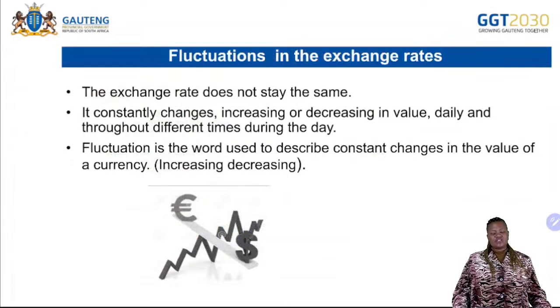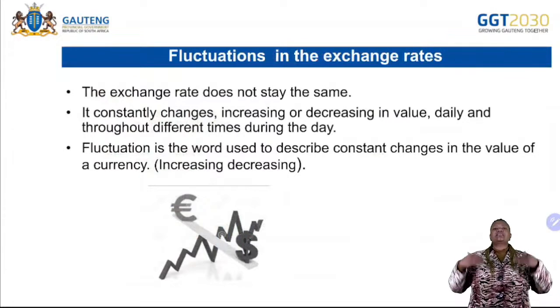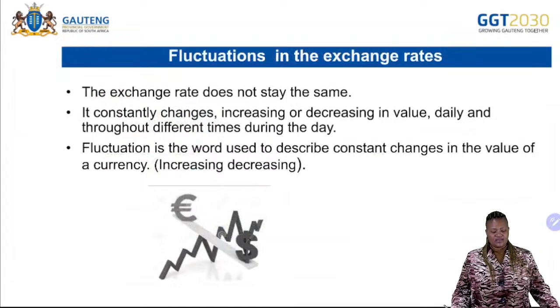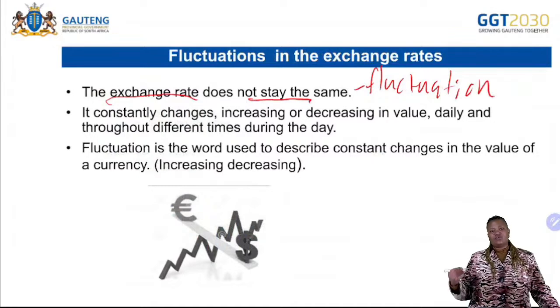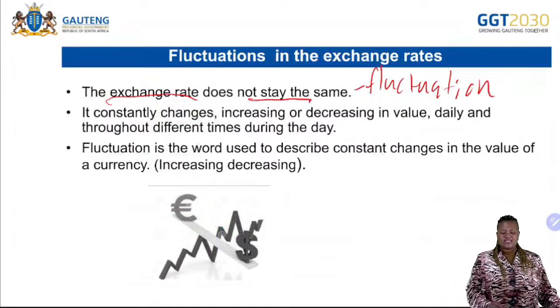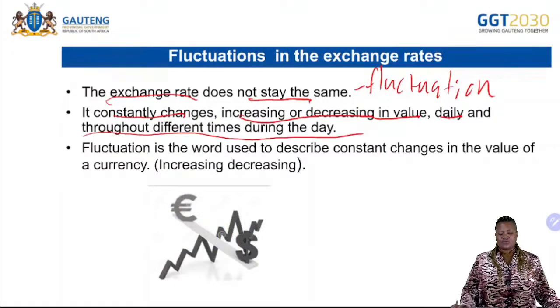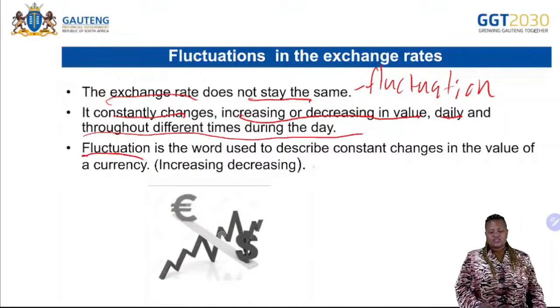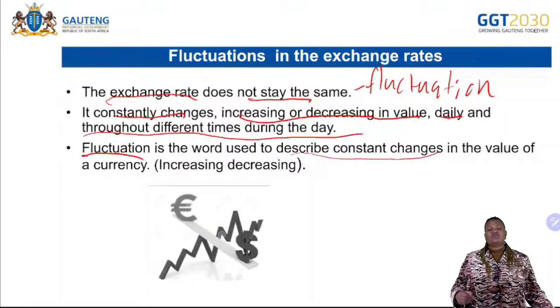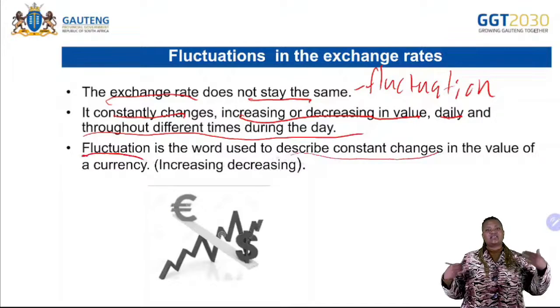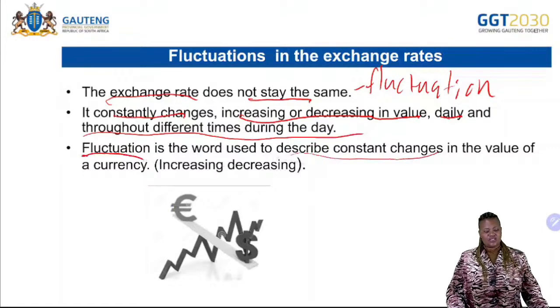Then you've got fluctuations in the exchange rates. When you talk about a fluctuation, it means something that is increasing, decreasing, does not stay constant. The exchange rate does not stay the same. That explains what a fluctuation is from our tourism perspective when you look at foreign exchange. It constantly changes, increasing or decreasing in value daily and throughout different times during the day. Fluctuation is the word we use to describe constant changes in the value of a currency. We can say increasing, decreasing, but the correct term is fluctuation.